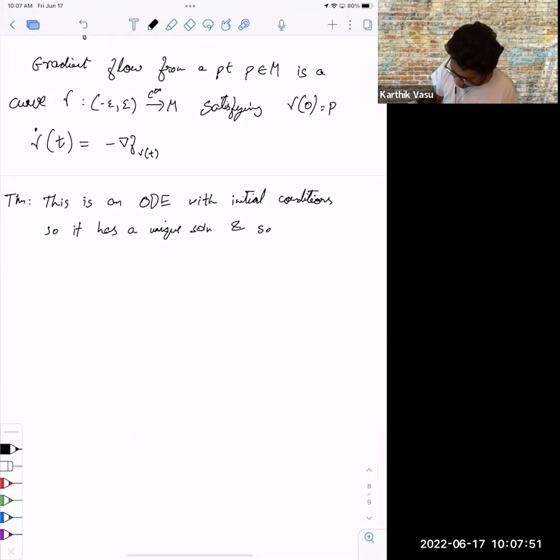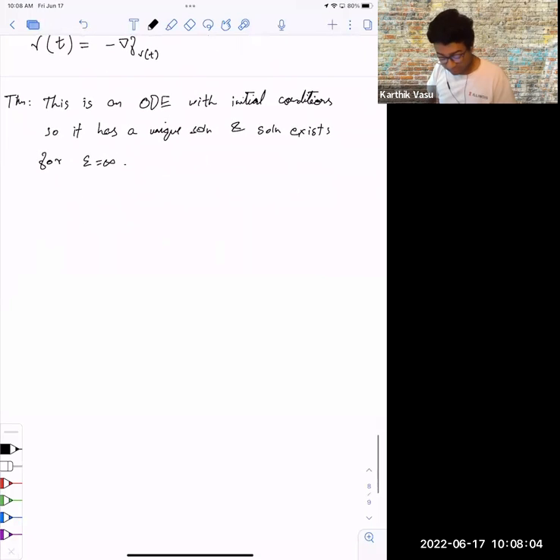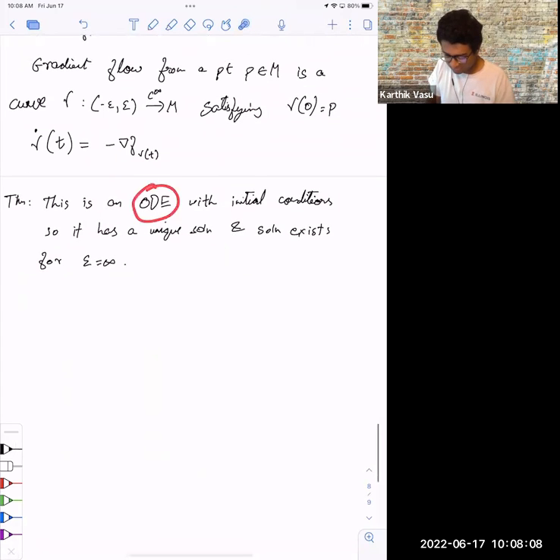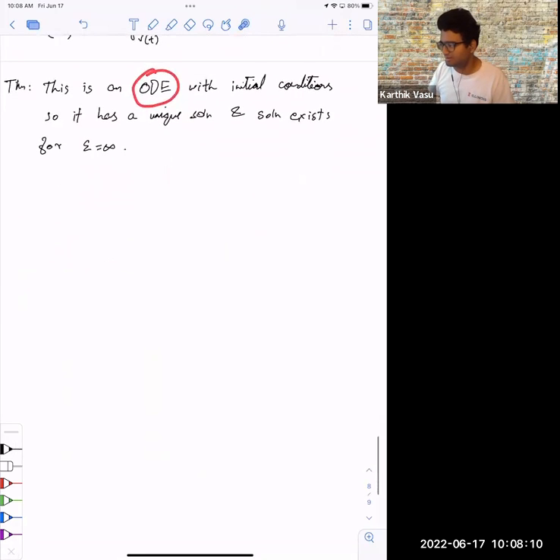The solution exists for infinite time. Okay, so infinite time solutions exist. That is not because it's an ODE, it's because the manifold is compact.